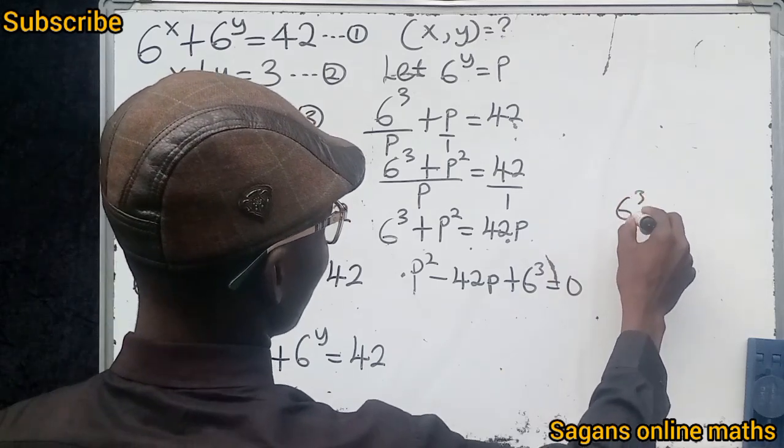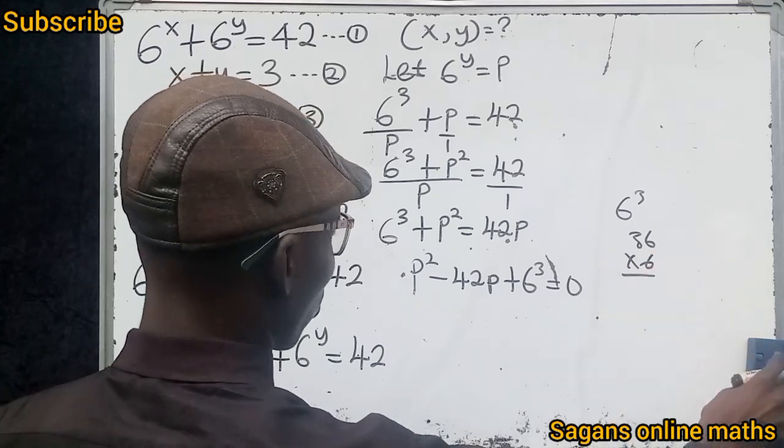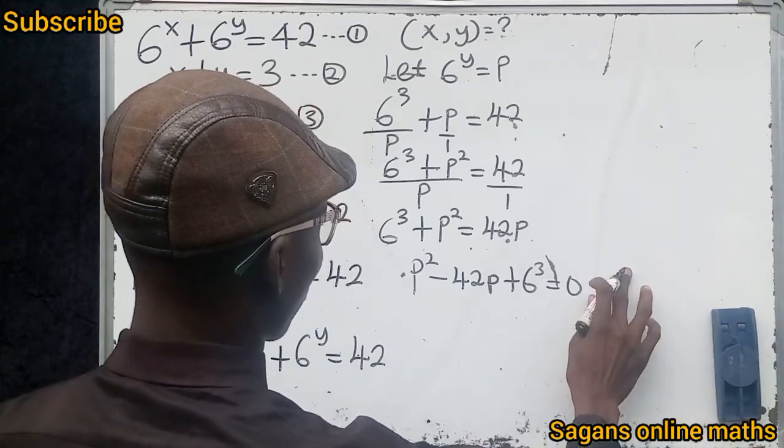Let's see, 6 raised to the power of 3. It means that 36 times 6. Okay, 6 times 6. Okay, correct. You are correct. Very correct.